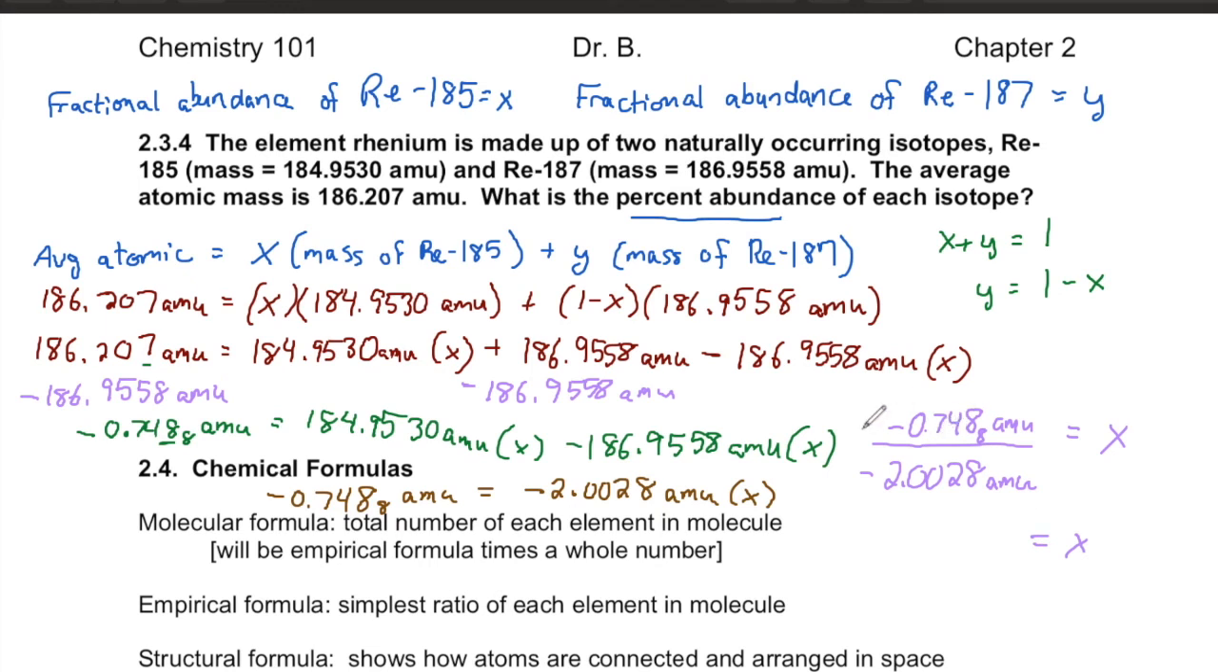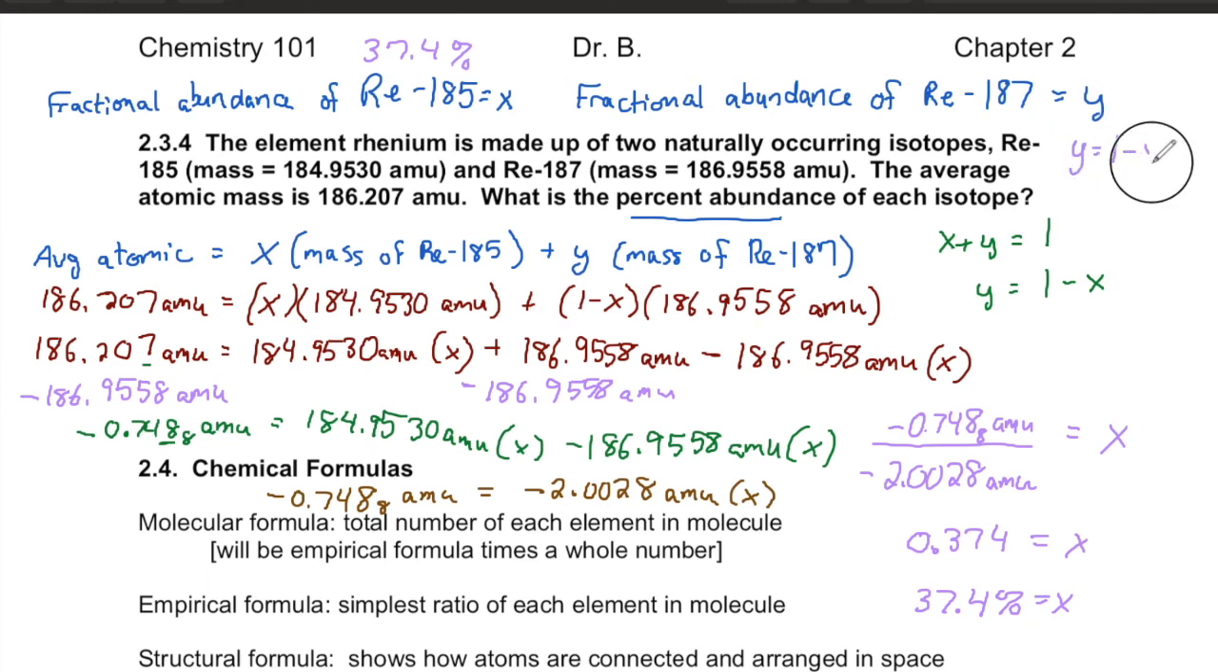So here's what that looks like. Negative 0.7488 divided by negative 2.0028 gives 0.374 as X. The AMUs cancel. This is just a fraction. And it can also be expressed as a percent. So this is 37.4%. The abundance of rhenium-185 is 37.4%. Okay, so now we need Y.